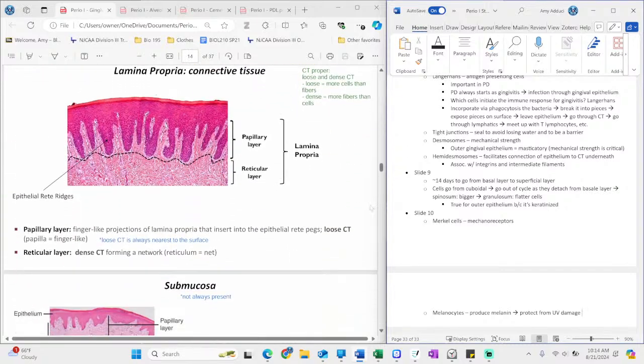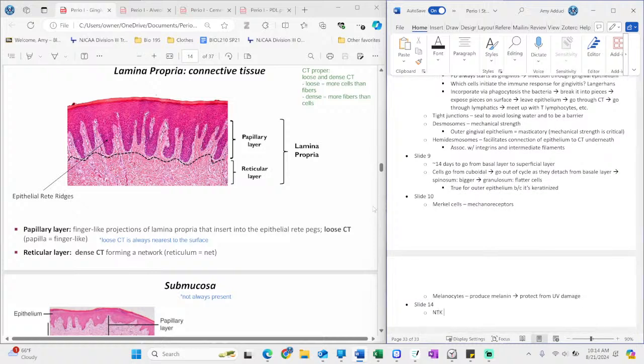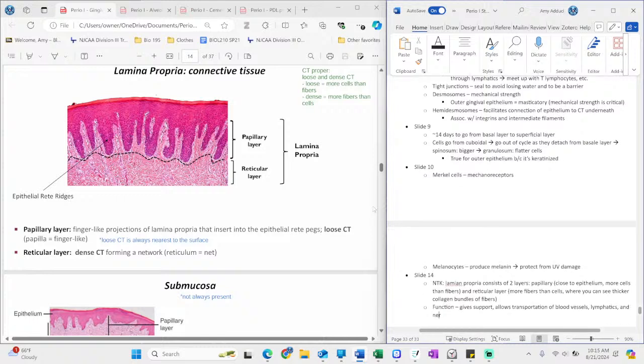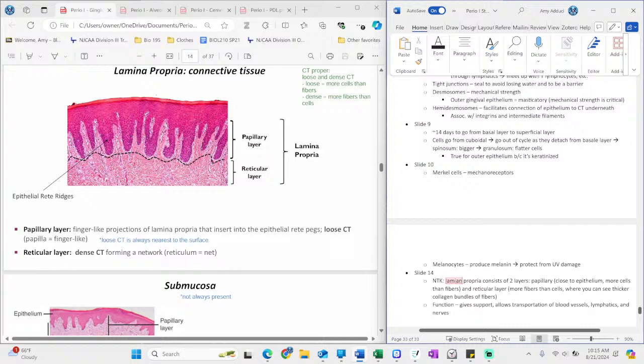Lamina propria. The important thing here to remember is that the lamina propria consists of two regions: the papillary layer close to the epithelium, more cells than fibers, and below, the reticular layer, more fibers than cells, and that's where you can see thicker collagen bundles of fibers. And the functions of this tissue are like in any connective tissue. It gives support, it allows the transport of blood vessels, lymphatics, and nerves. Those are the main critical functions of the connective tissue.